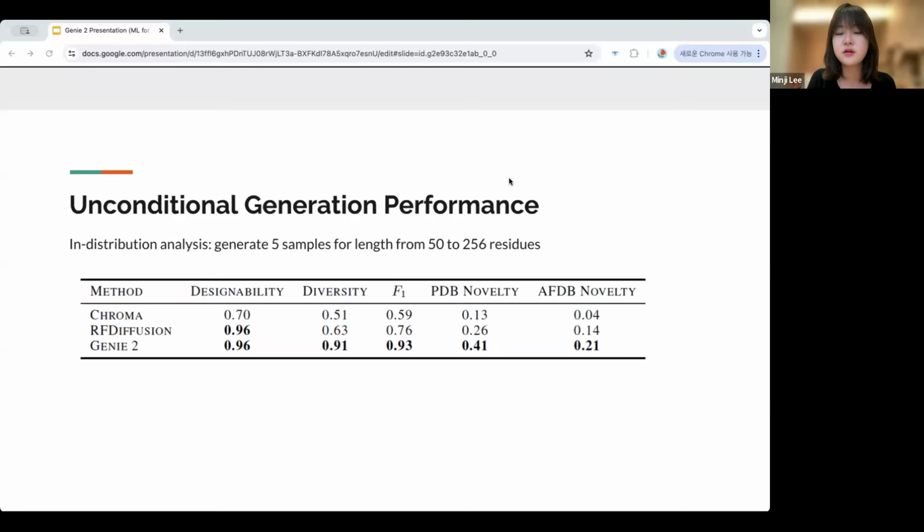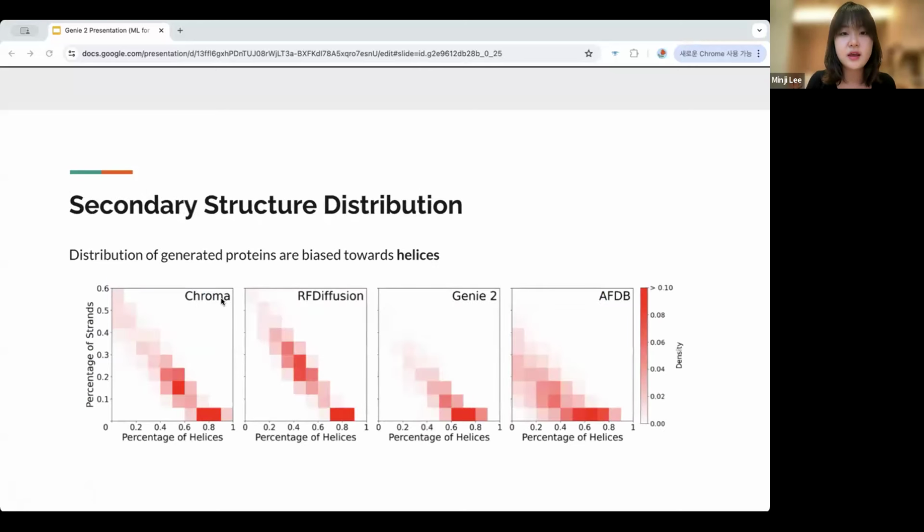Adding to the diversity metric in this table, which is based on the global fold of the protein, we also analyze the secondary structure distribution. Here are the plots, where we compare the distributions of Chroma, RFdiffusion, Genie, and the AlphaFold database, which is our training data set. While Genie can generate a diverse combination of secondary structures, it is biased toward helices.